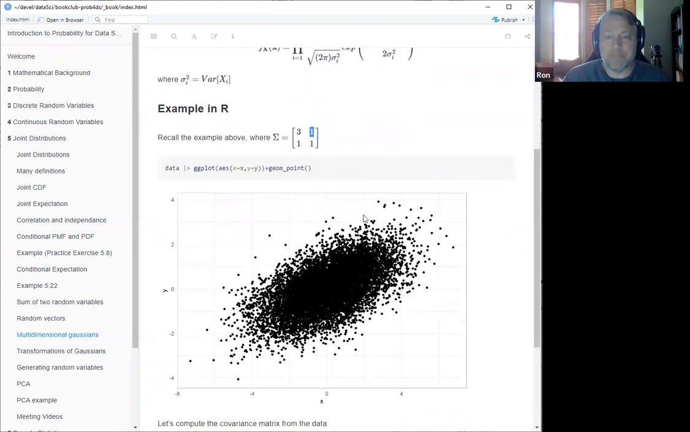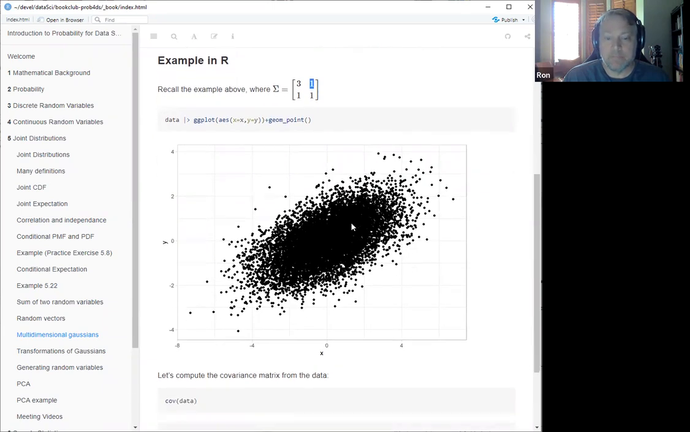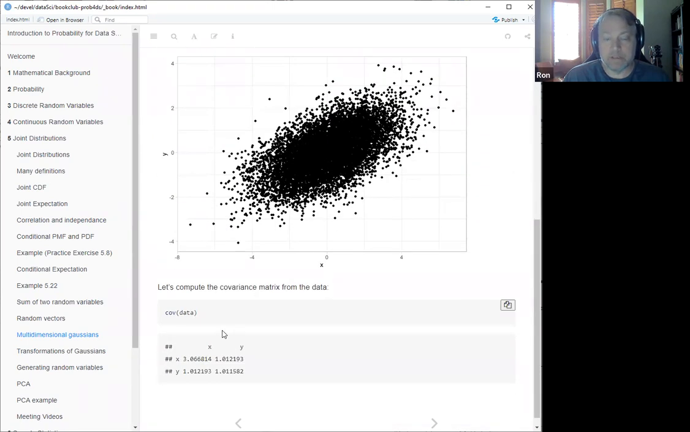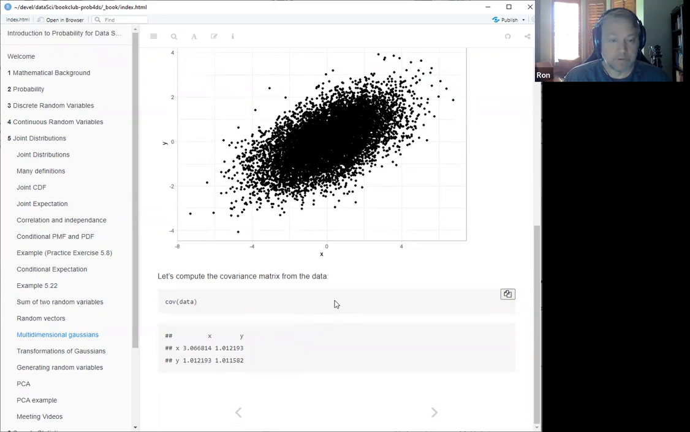And I just plot some random draws from that distribution, and we can double check numerically using the R function for covariance that, in fact, I did generate the multidimensional Gaussian that I intended to.